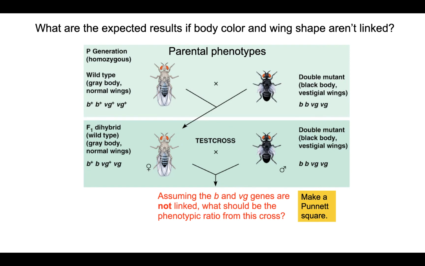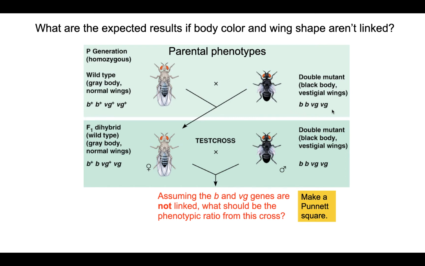So what Thomas Hunt Morgan did is he set up a cross very similar to that abstract cross I showed you at the beginning of the lecture. And what he did was he set up, here is our homozygous wild type fly. And here is our homozygous recessive fly.